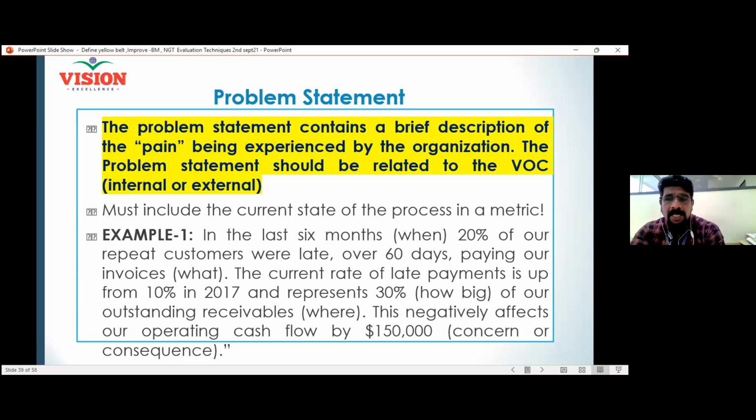Okay, it can be attained through VOC, either through internal customers or external customers. Dr. Sivakumar explained about the internal customers and external customers clearly. So in the business case, you should describe the need of the project. In the problem statement, you should explain the pain, the loss of the organization because of this particular VOC or VOB.